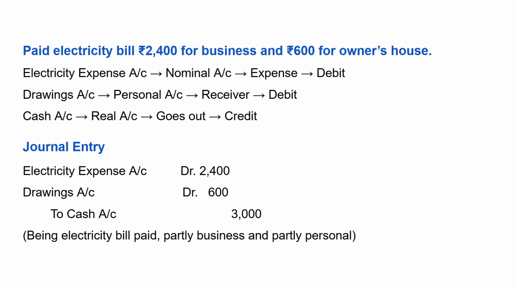And the narration is being electricity bill paid, partly business and partly personal. Business electricity is an expense, and the owner's personal electricity expense is drawings, not a business expense. And cash is paid, so it is credited.